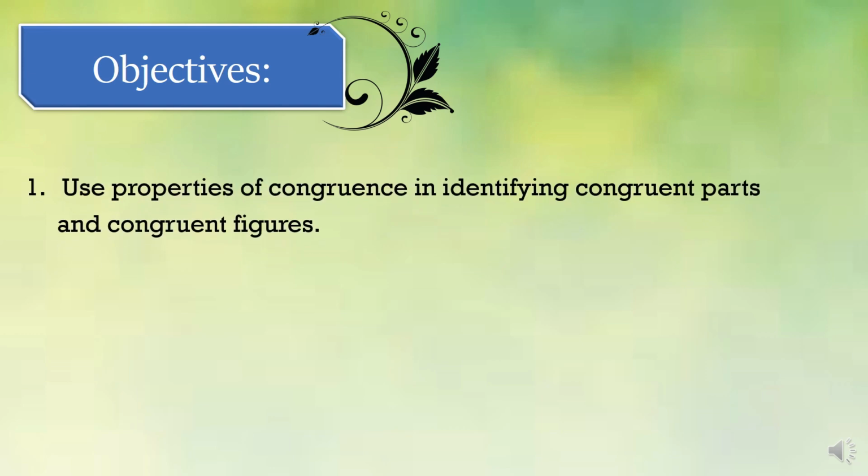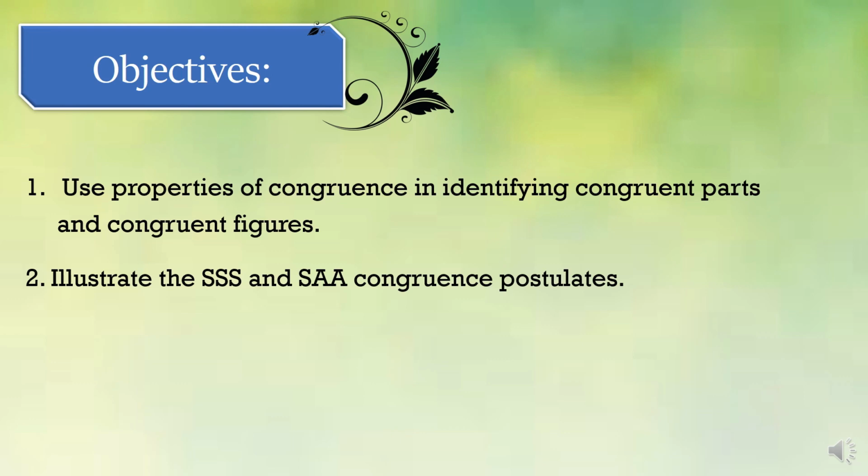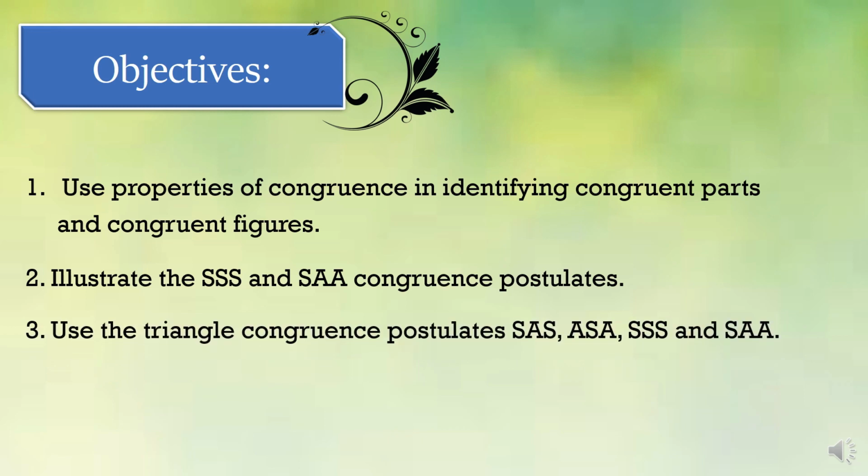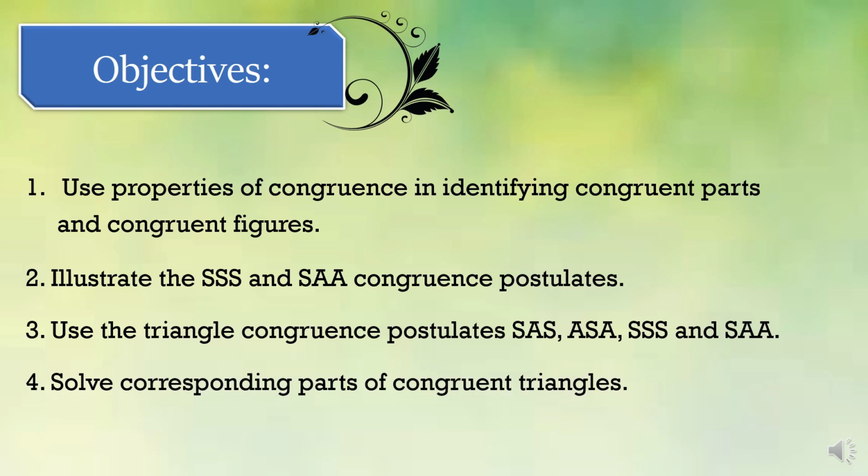And here are our objectives. First, use properties of congruence in identifying congruent parts and congruent figures. Next, illustrate the SSS and SAA congruence postulates. Third, use the triangle congruence postulates, SAS, ASA, SSS, and SAA. And then the last one, solve corresponding parts of congruent triangles.